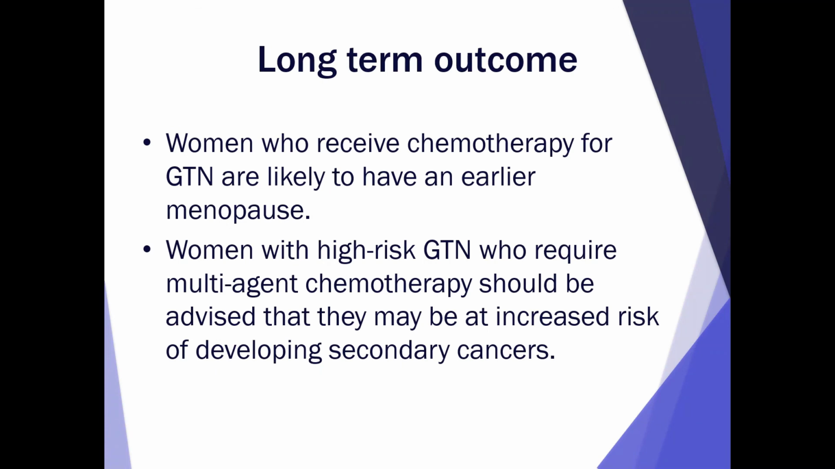For the women that do receive chemotherapy, they're likely to have an earlier menopause than women who don't, and usually it's 1 year earlier if it's monotherapy or 3 years earlier if it's a combination therapy. Women who undergo chemotherapy should be advised not to conceive for 1 year after their treatment has finished. And finally, those who are high risk and have required multi-agent chemotherapy, which includes etoposide, should be advised that they may be at an increased risk of developing secondary cancers.